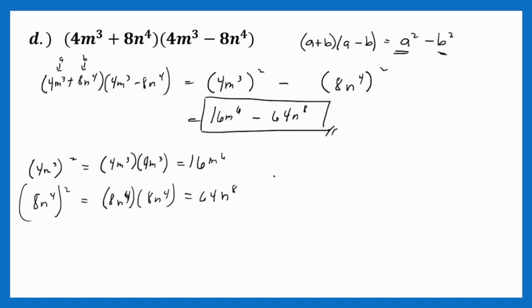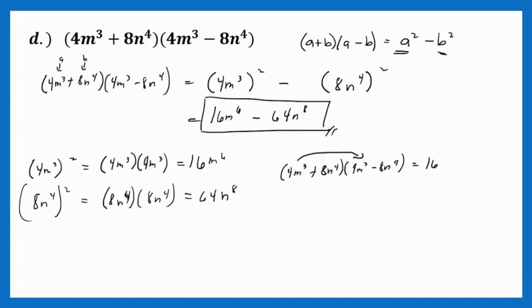Okay? Sir, shortcut. Sure, I'll give you the shortcut. 4m cubed plus 8n raised to 4. 4m cubed minus 8n raised to 4. So, una sa una, huli sa huli. Ayan, una sa una. Pero number by number pa din, variable by variable. 4 times 4 is 16.